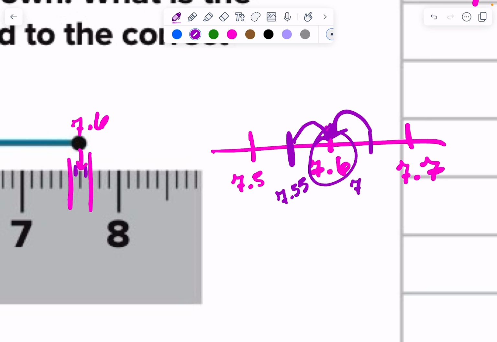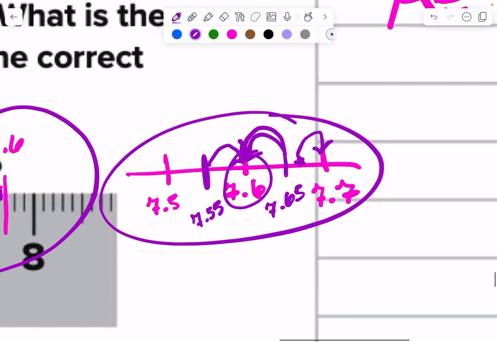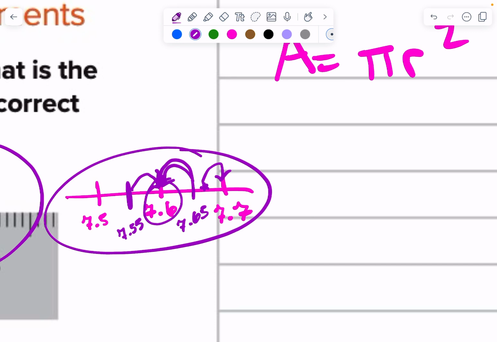But if it's any above 7.55, it's going to round to 7.6. Same thing here, 7.65 is halfway between, so if it's any lower than 7.65, it's going to round down to 7.6, but if it's slightly above, it's going to go to 7.7, okay? So this is kind of like blown up from this little bit right here, okay? So the absolutely lowest value that my radius could be is 7.55.